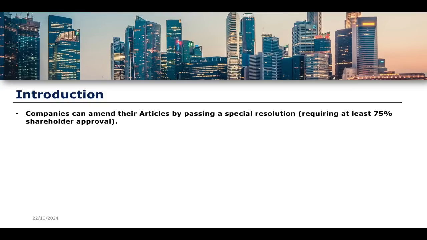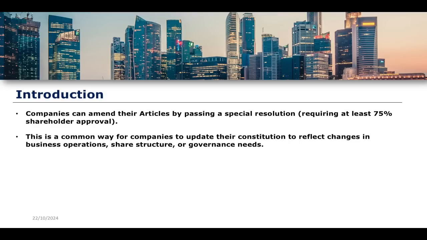So the first thing is that a company can amend their articles of association by simply passing what is known as a special resolution. A special resolution requires a supermajority within a group of shareholders, essentially, so 75% or more of shareholders can lead to a special resolution. This is a common way for companies to update their constitution.